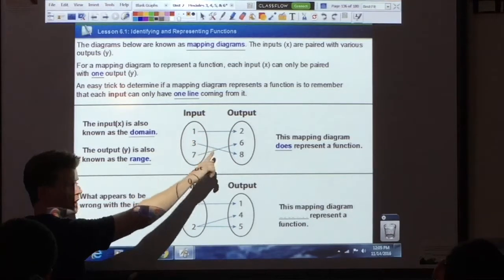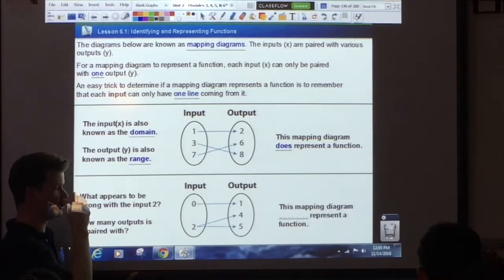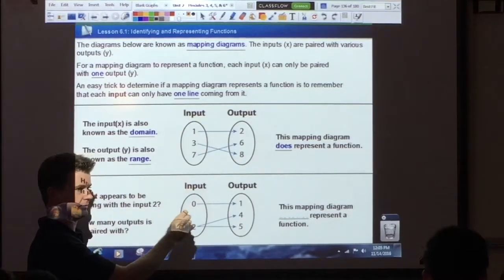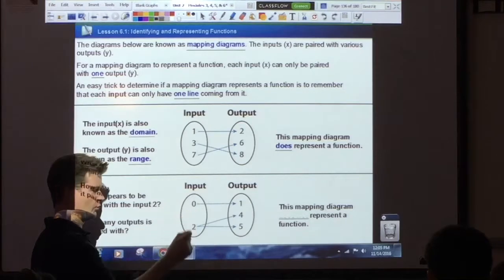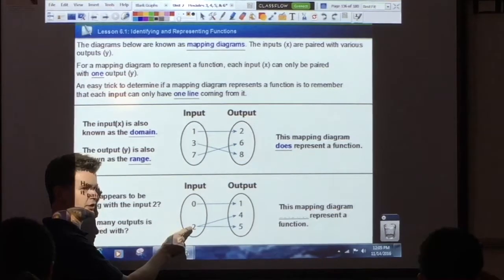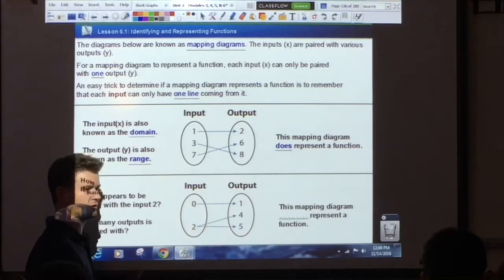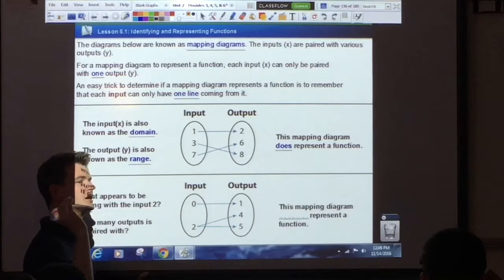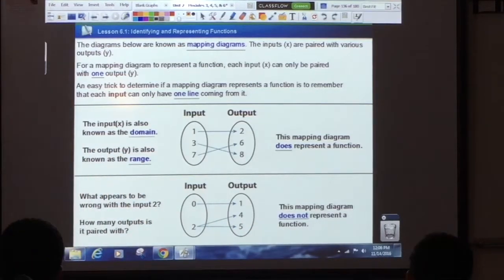Okay, so this is a function. One line, one line, one line. You have to remember this. It's very simple. Now, if we look at the second mapping diagram here, we look at the first input. How many lines are coming from it? One. So that's good. We look at the second input. How many lines are coming from it? Two. That means that this input, is it paired with one output? No, it's paired with two outputs. And if it's paired with more than one output, that means it is not a function. This does not represent a function.